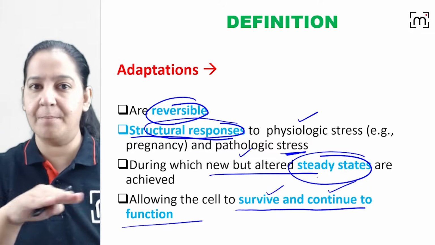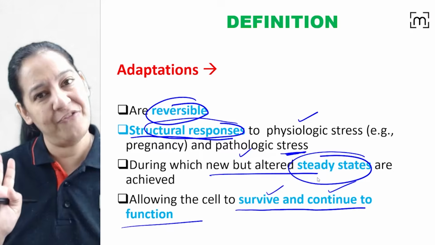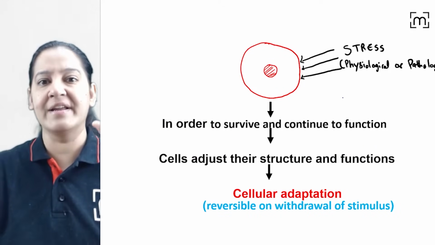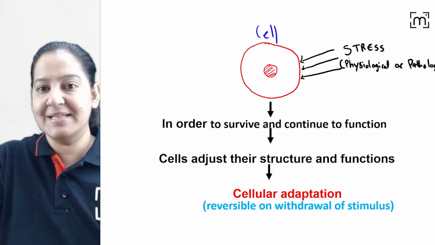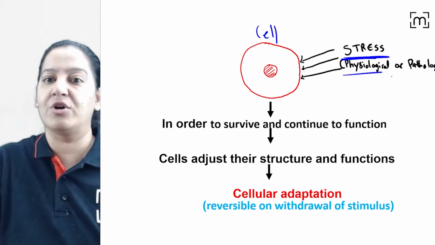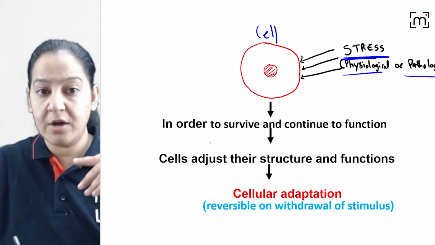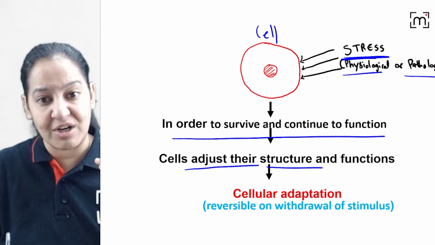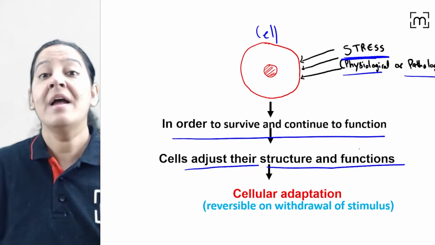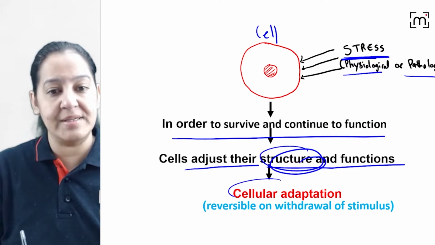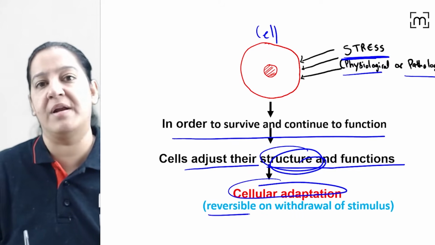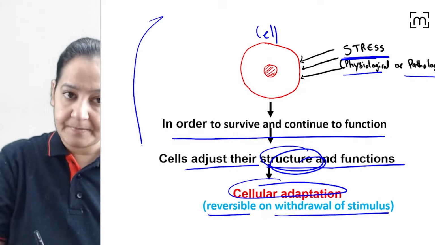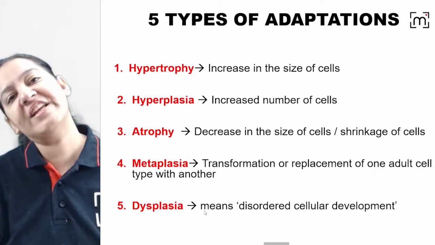Now just combine the complete definition. That is the definition given for adaptation everywhere. So the same thing, I have converted the definition into a flow chart, right? So can you see a cell? The cell is under stress, which may be physiological, which may be pathological. Now, in order to survive and continue to function, the cell will make some structural changes, some functional changes inside. And those structural and functional changes are known as cellular adaptation, which are reversible. Once you withdraw the stress, it will be reversible. So this is the definition. So write the definition. After the definition, coming to the types.